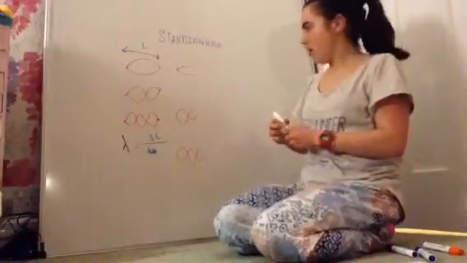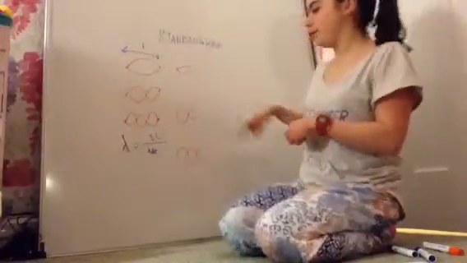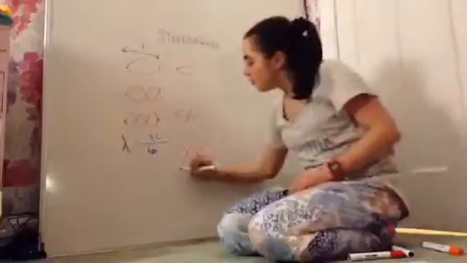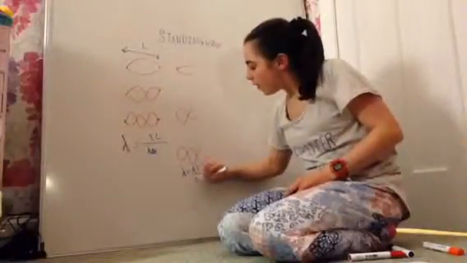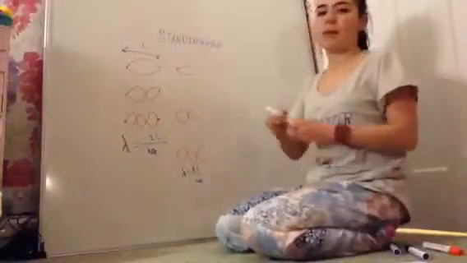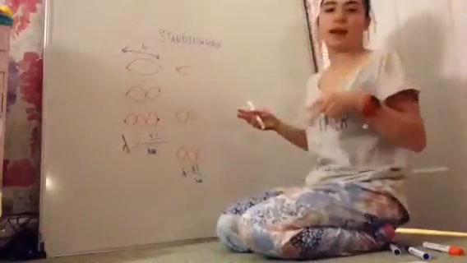So then we go up one more. Oh, this one, the lambda equals 2L. No, sorry, lambda equals 4L over the harmonic. Then up to the next one, we've got a pipe with two open ends.